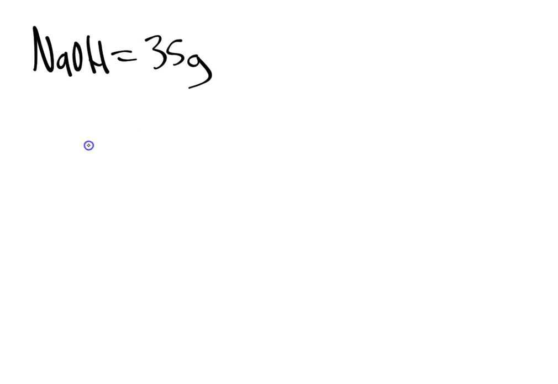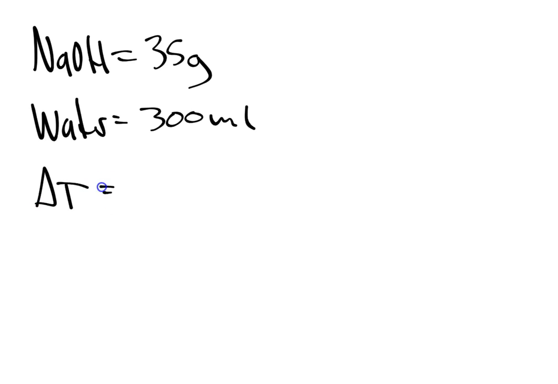All right, so I don't really like writing them all out. If you have NaOH, and we'll say we're going to put in 35 grams, and our water is 300 milliliters. Now let's say I'll just give you delta T, the change in temperature. Let's say it went up 13 point... actually, I'm going to change that. It's going to go up 11.13, which is important. Why?